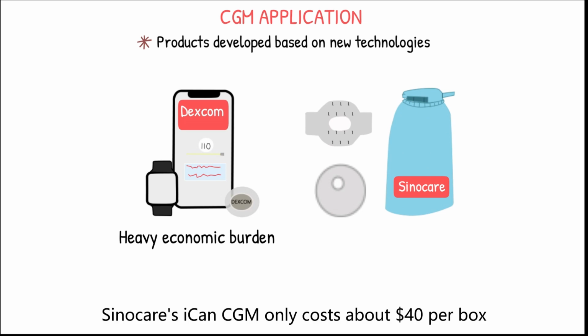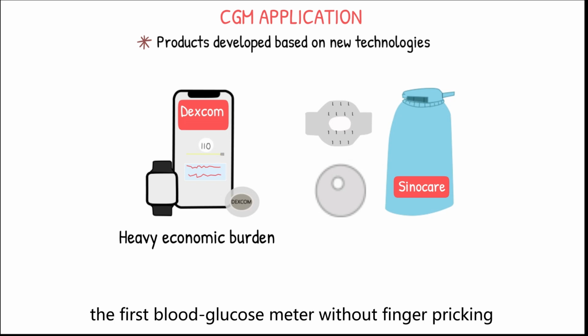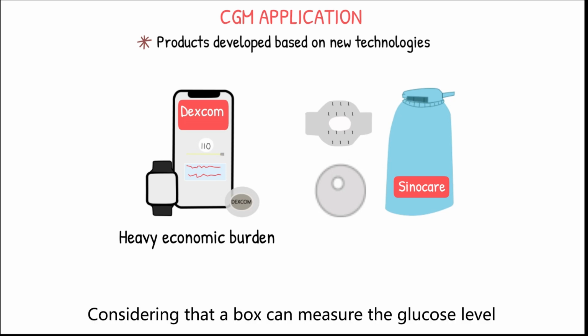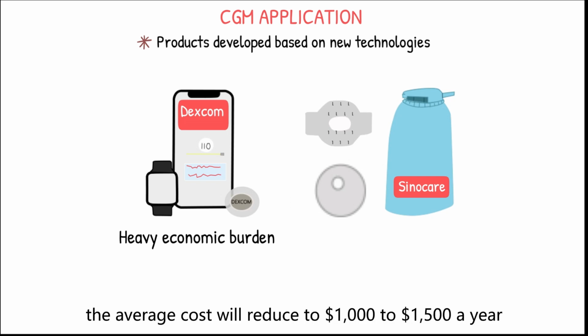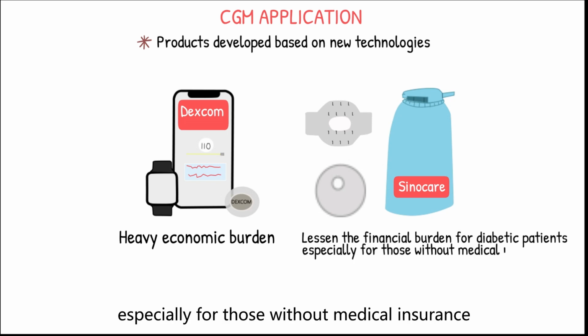For example, Sinocare's iCan CGM only costs about $40 per box, and Sibionics' CGM, the first blood glucose meter without finger pricking, free from finger blood calibration, approved for marketing in China, only costs about $64 per box. Considering that a box can measure the glucose level for half a month, this means using products imported from China, the average cost will reduce to $1,000 to $1,500 a year, which will lessen the financial burden for diabetic patients, especially for those without medical insurance.